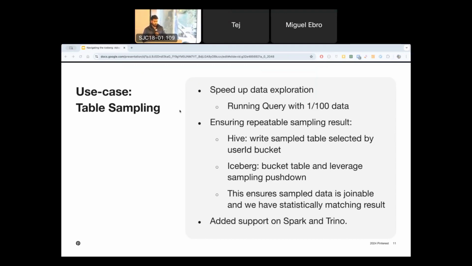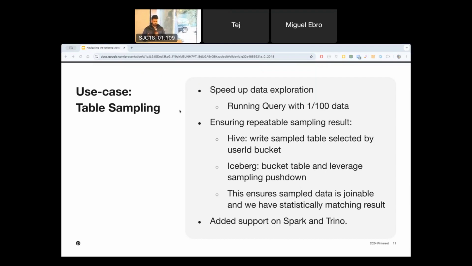To do so, we really wanted a mechanism for our analysts to be able to build their query using partial data, and then, once they are sure their logic is correct, scale it up to the full data size. To do so, we introduced table sampling, not a new concept, but very common in the industry.